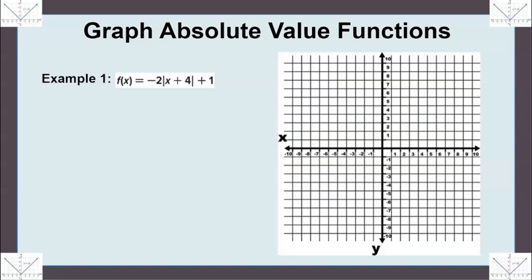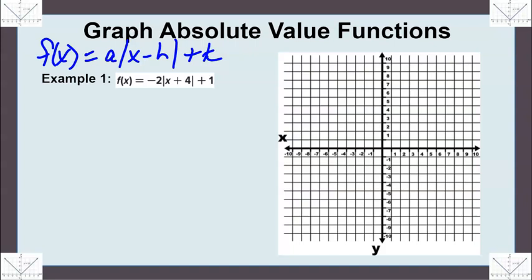In this video, we're going to graph absolute value functions and then also write an absolute value function when given a graph. So the absolute value function, the base format would be written as f of x equals a times the absolute value of x minus h plus k. Now our h and k is our vertex.